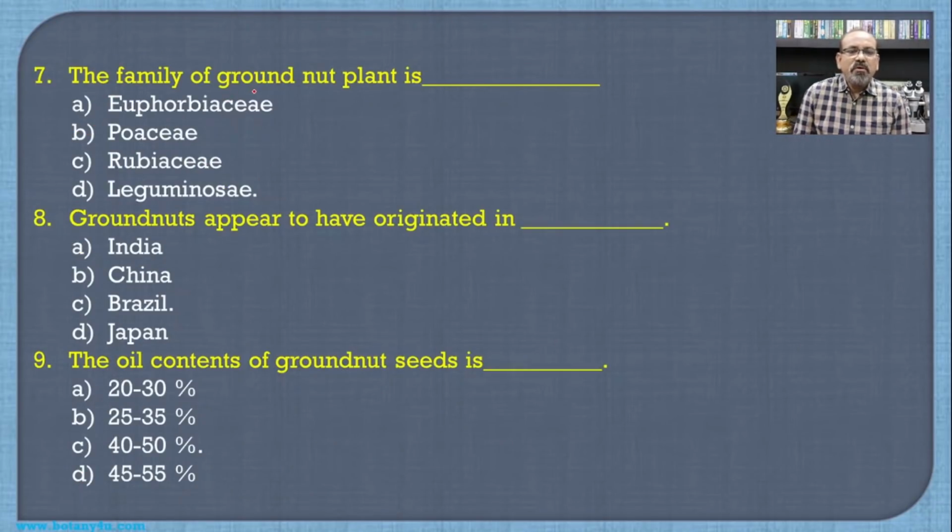The family of groundnut plant is... Euphorbiaceae is the family for the rubber plant, that is Hevea brasiliensis. Then Poaceae is the family of wheat plant. Rubiaceae is the family for the coffee plant, and Leguminosae is the family for the groundnut.